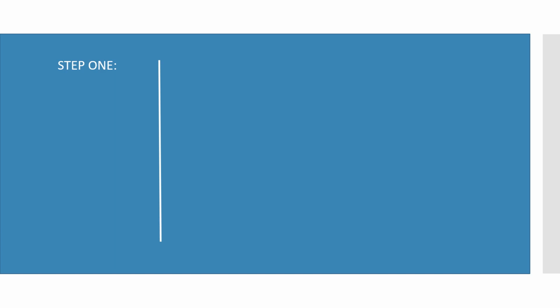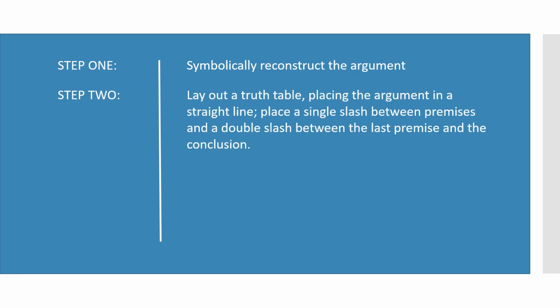So let's see how we use truth tables to determine the validity of any propositional argument. And so we can start here with step one. Step one says we need to symbolically reconstruct the argument, identifying our premises and the conclusion, and then state them in symbolic form.